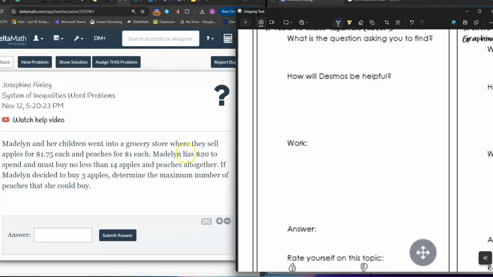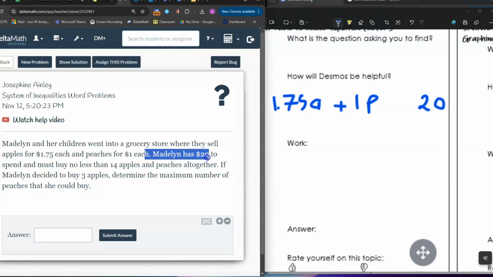So Madeline and the children went to the grocery store where they sell apples for $1. Oh, look, it's apples again. So this is $1.75, and I'm defining A for apples. Okay, and peaches for $1. So $1 for my peaches. Okay, money. So it's going to be $20. All right, and I'll come back and deal with that because it has to be put in there. All right, so in fact, let me do it now.